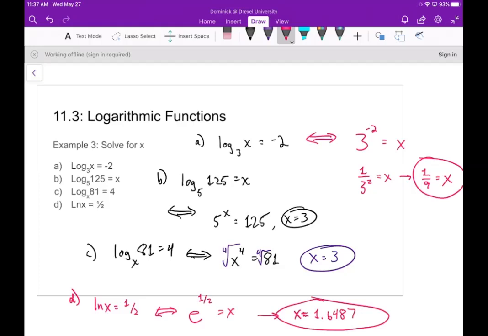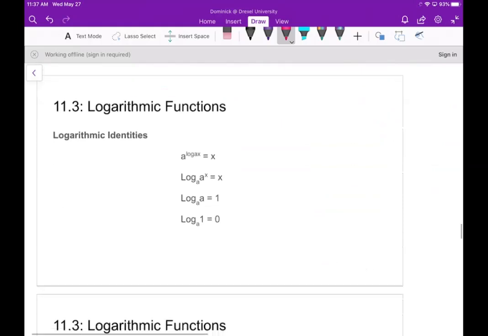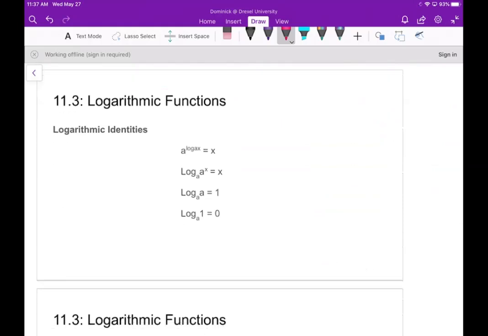All right, so those are some simple log equations. Okay, now some log identities that we're going to need look something like this, right? So the first one says that if I have a to the log base a of x, the a and the log base a essentially cancel and I'm left with x, right?